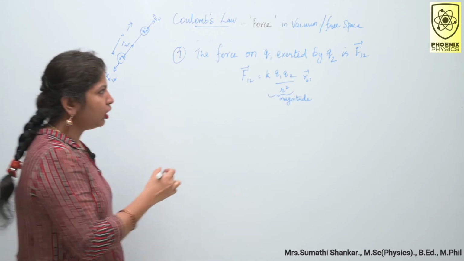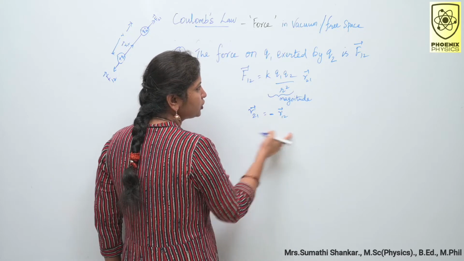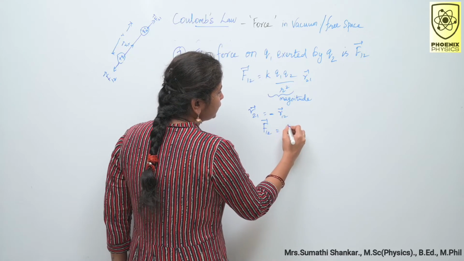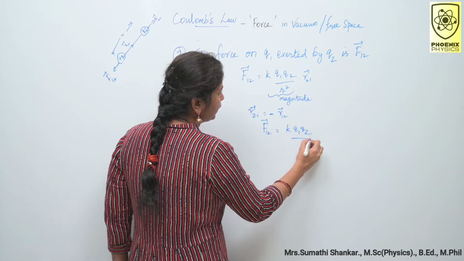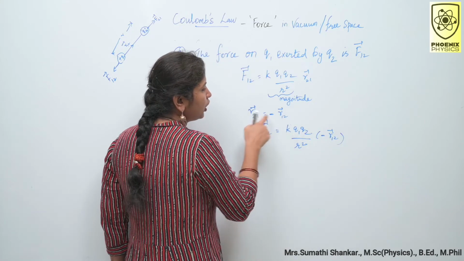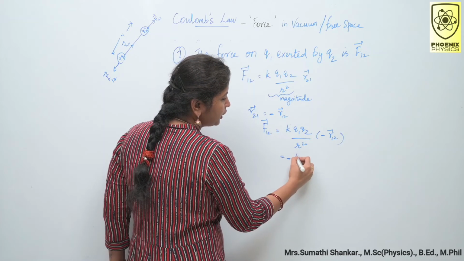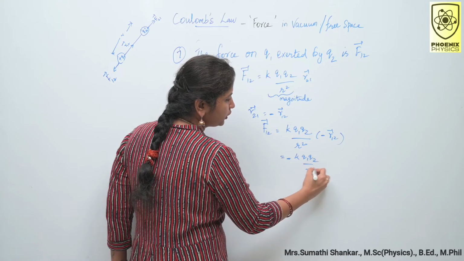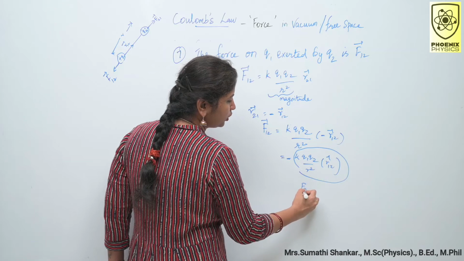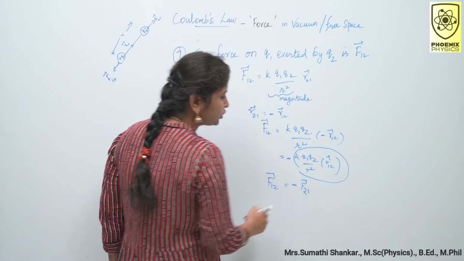Just now we saw R21 is equal to minus R12 vector. Substituting in this equation, F12 is equal to K Q1 Q2 by R squared times minus R12. Instead of R21, I have written minus R12. Take the minus outside, so minus K Q1 Q2 by R squared R12 vector. What is this value? This is nothing but the F21 vector. So F12 is equal to minus F21.